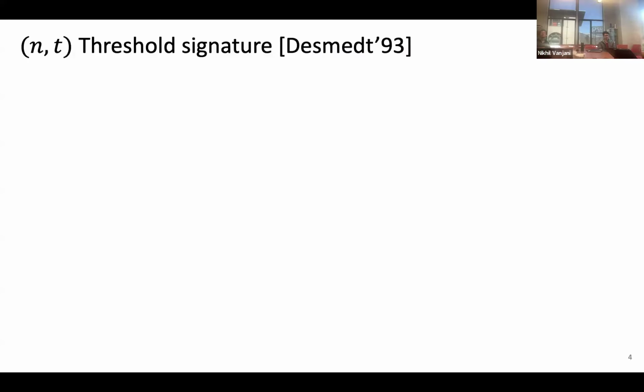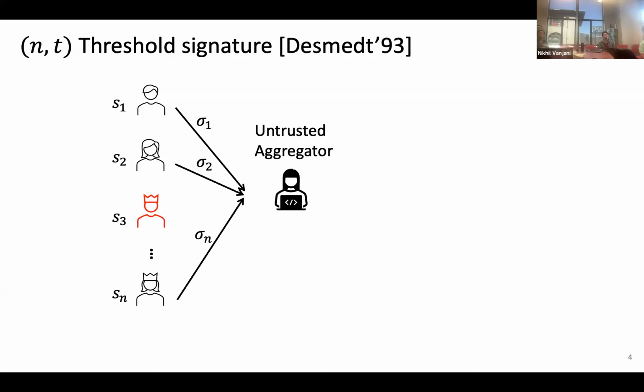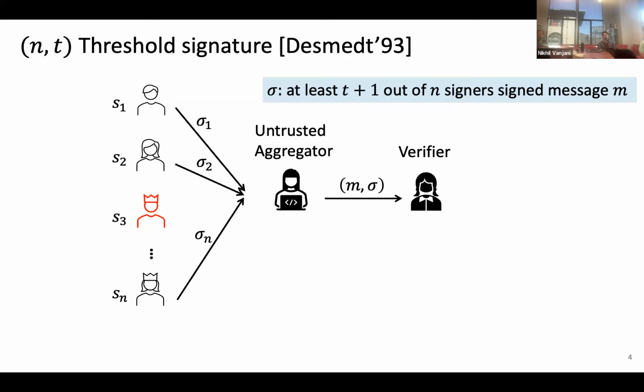Okay, so what are threshold signatures? They were introduced very long ago, in the 90s. These are parameterized by N and T. N is the number of signers that we have, and T is some threshold. Each signer will have a signing key. The collective goal is to sign a message, where each signer computes something called a partial signature, the sigma i's, and sends it to an untrusted aggregator. The untrusted aggregator takes these partial signatures and combines them to form a signature sigma, which will convince the verifier that at least T plus 1 out of N signers signed the message. This is the basic definition of a threshold signature.